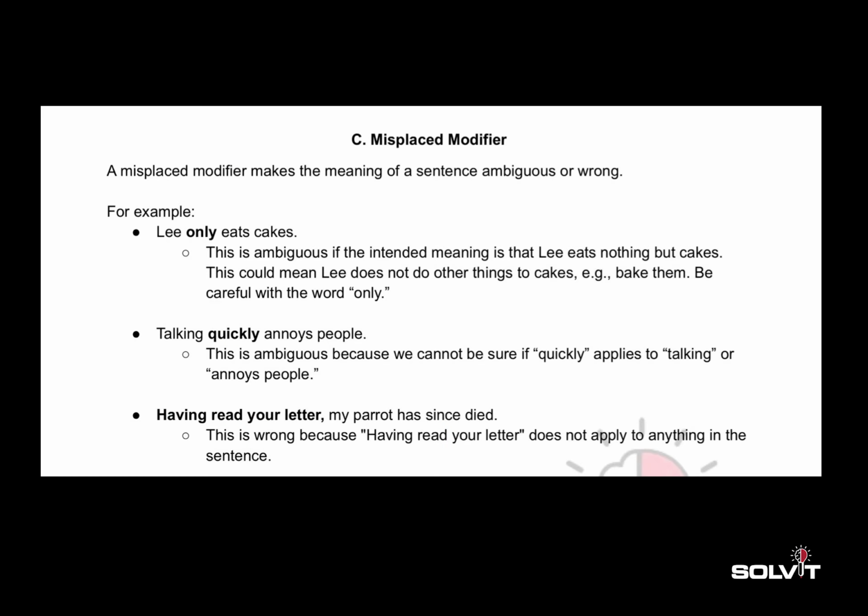Now, the third topic in improving sentences is misplaced modifier. Now, let's first understand what a modifier is. A modifier is anything that changes something. Okay, modify means to change. So a modifier is anything that changes something, right? So when we talk about a sentence, a modifier is a word that changes the meaning of the sentence.